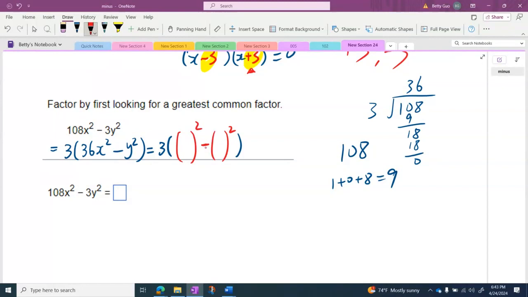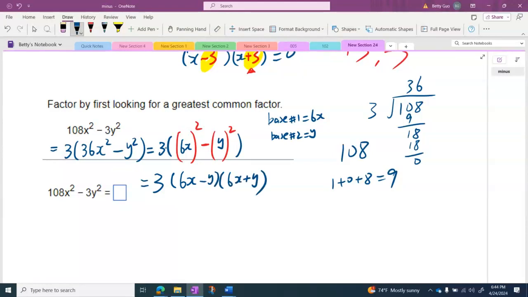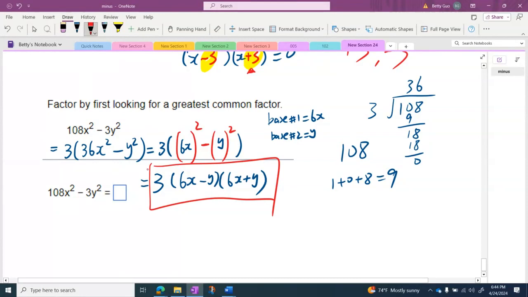Okay? 36x squared is the square of 6x. y squared is y squared. So the first base is 6x. The second base is y. So continue. Don't forget that we have 3 in front. And this difference of two squares can be factored as base 1 minus base 2 times base 1 plus base 2. And that's the final answer. We still use the formula, but before applying the formula, we need to factor out the GCF 3.